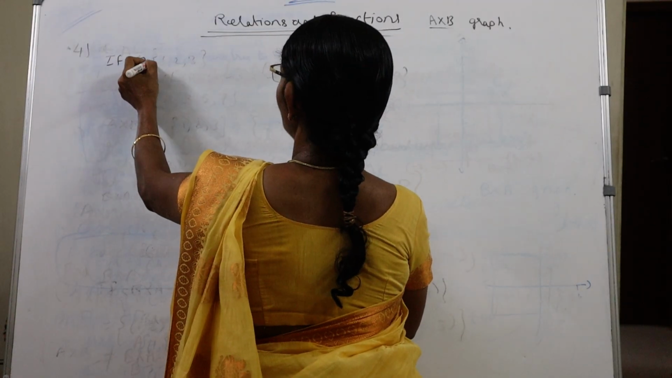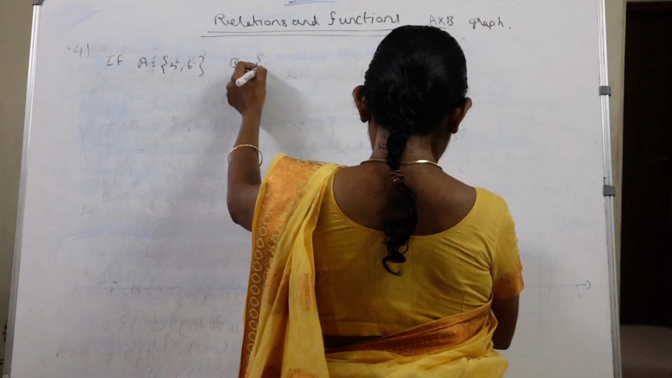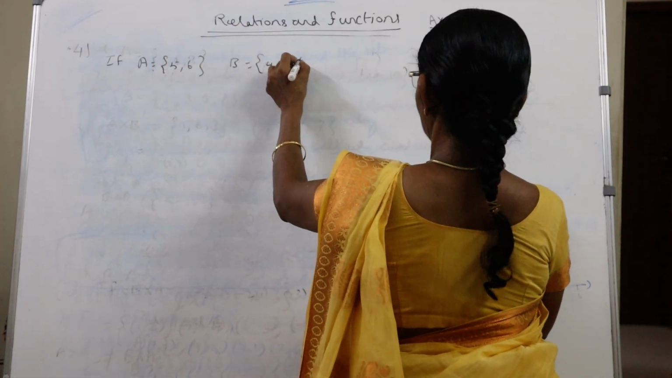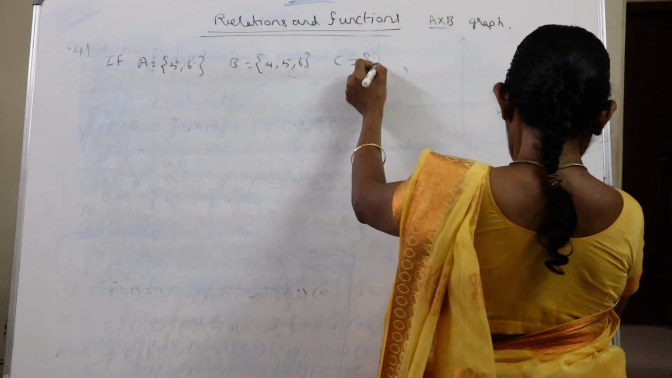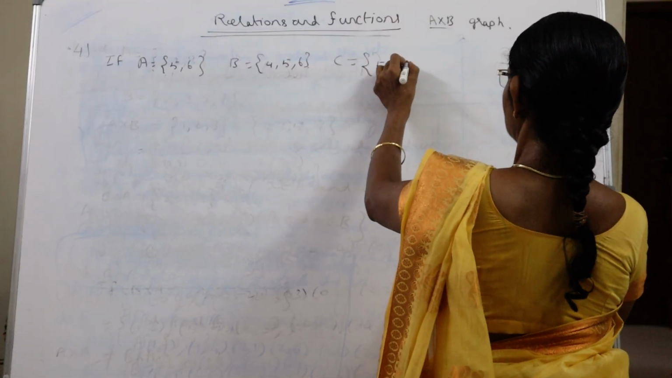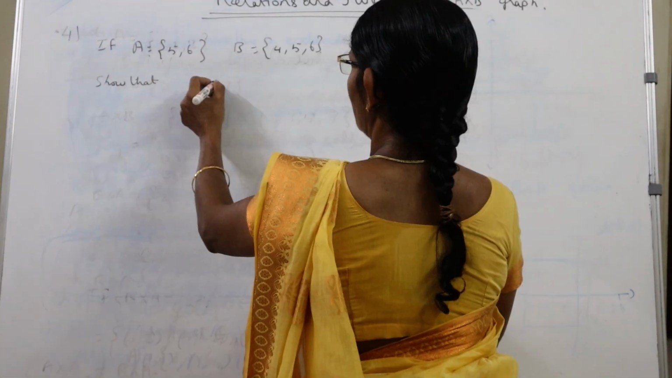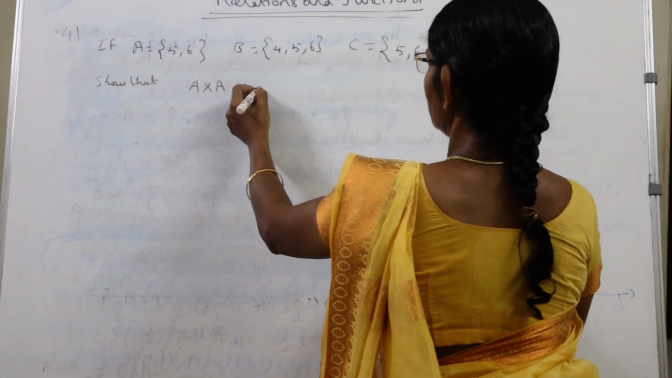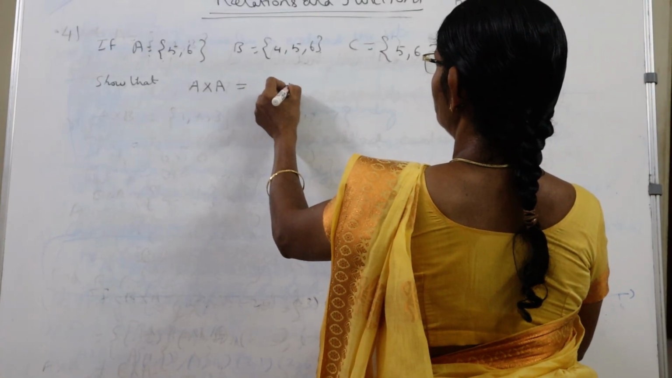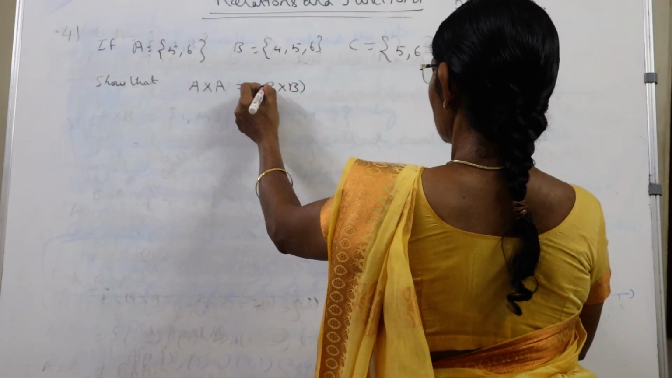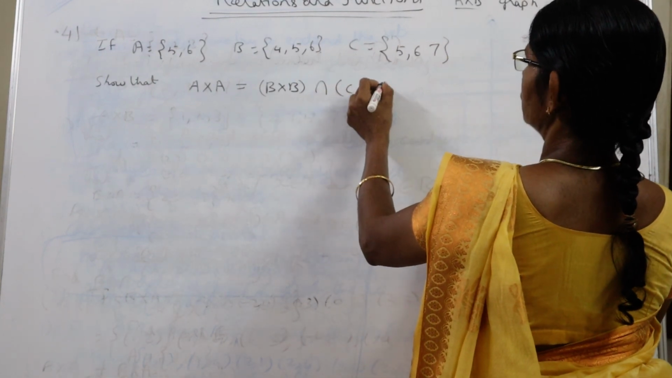If A equals {5, 6}, B equals the set {4, 5, 6}, and C equals the set {5, 6, 7}, show that the Cartesian product A cross A equals the Cartesian product B cross B intersection the Cartesian product C cross C.